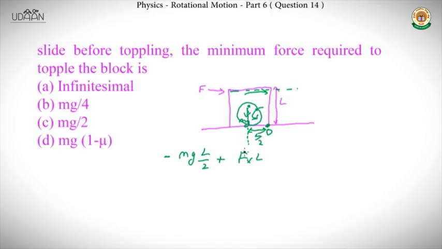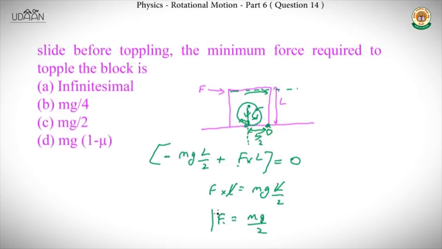So this is the total torque about point O, and this block will start to topple as soon as this torque becomes positive. So we need this quantity to just become positive, so we equate it to 0, to find out the limiting value. And as soon as the F goes infinitesimally above that value, the block will start to topple. So we equate this to 0. From here we get that F into L should be equal to mg L by 2, and cancelling these two we get F is equal to mg by 2. Simple as that. So this was a fairly easy question.